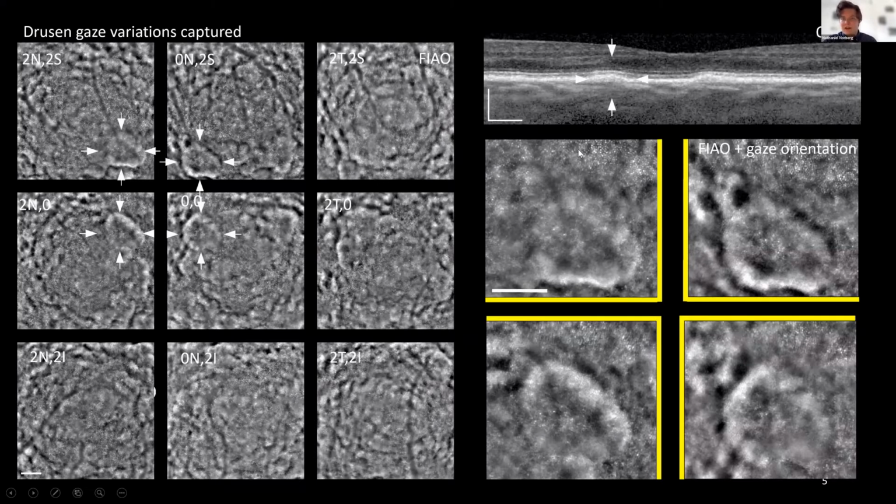If we take a closer look at it on the right, we have validation from the OCT that it is in fact a druse, but we noticed visually that these do not look the same at all. As before, on the periphery, the border seems much sharper than it does in the center, and we see that systematically in all directions.